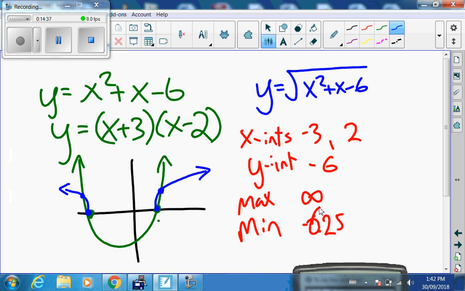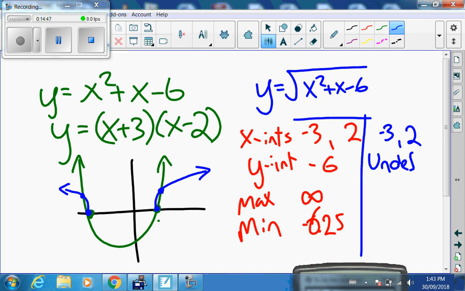Now, for the new graph, the root of that thing, the x-intercepts are still at -3 and 2. The x-intercepts are the same, but there is no y-intercept. It just no longer exists. Why? Because the square root of -6 is not a defined value, at least not in our real number set.